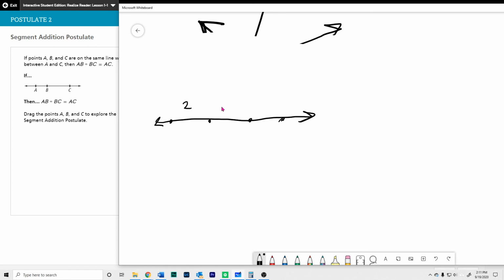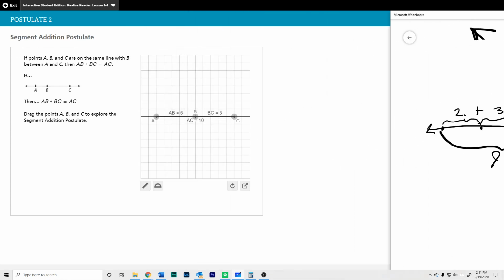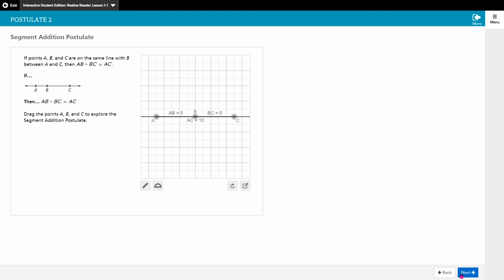So if this distance was 2 and this distance was 3 between these segments, what would the distance total be? It'd be that segment plus that segment. Oh, well, let's add another one. Let's make this one right here 4. What's 2 plus 3 plus 4? 4, 5, 6, 7, 8, 9. Then that would mean that the distance here would be 9. That's all it's saying. All it is saying is that you can add up segments. That's what the segment addition postulate says. And that's all I want you to know, is you can add up segments on a number line. Cool.